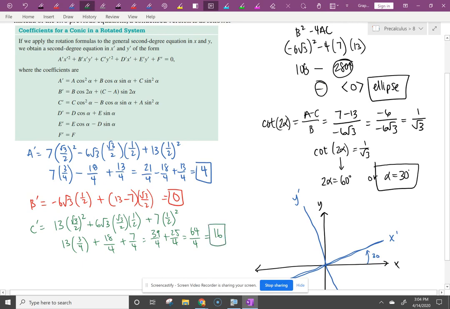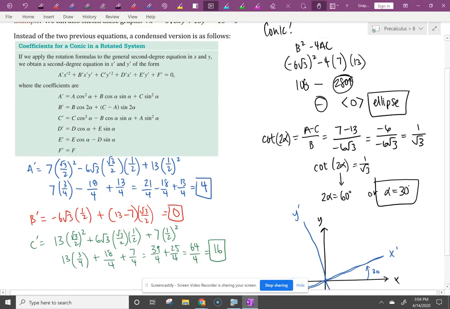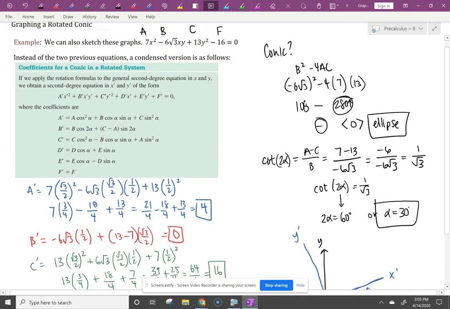So we got our A prime, B prime is 0, C. Now we have to find D. Well, the good news is D and E were both 0. So when I use the formula for D prime, I'm going to have 0 plus 0 because D and E in the original equation were zeros. Same thing with E prime. D and E are 0, so those drop out. And F prime is just F, so it's 16.